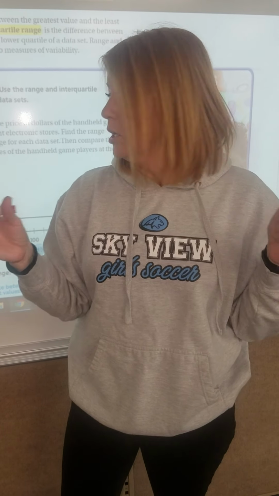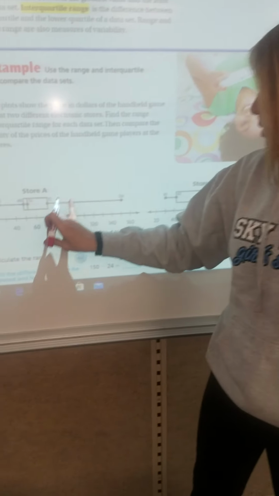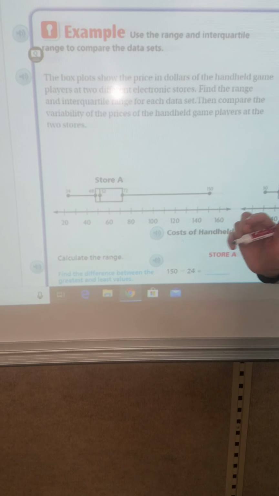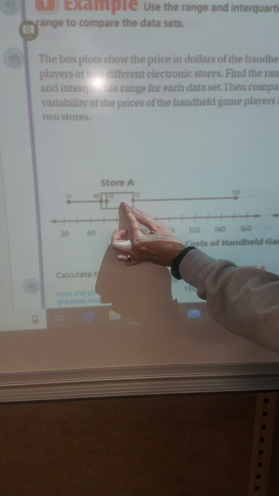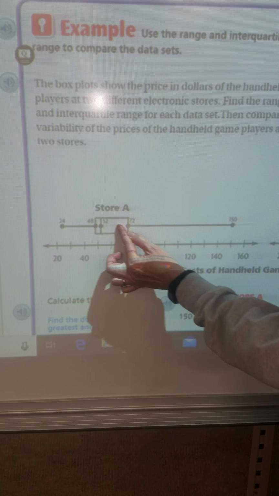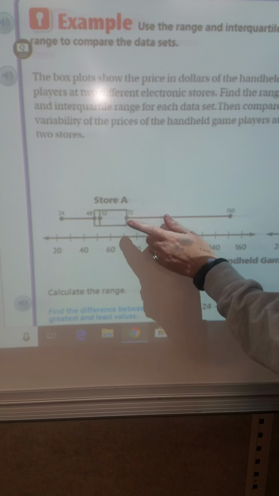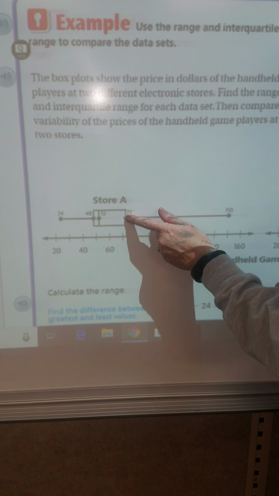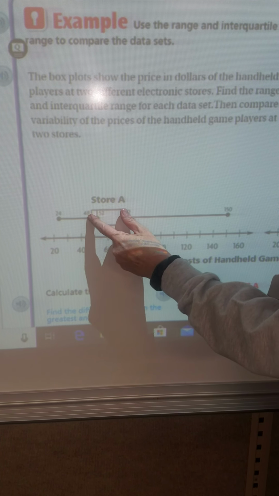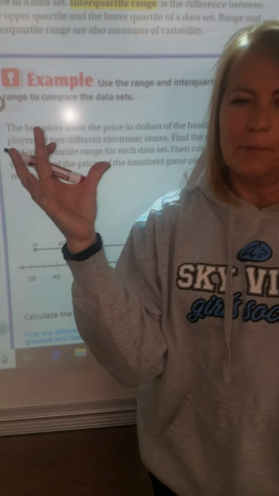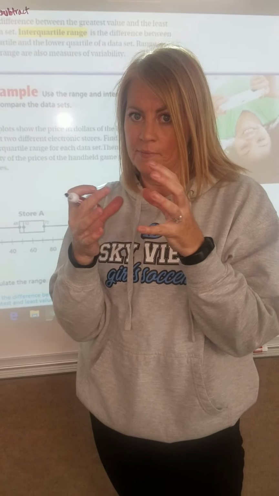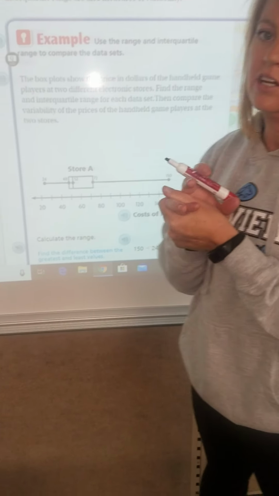Okay, interquartile range, boys and girls. If you look at this box plot right here, this is the interquartile range, the middle 50% of the data, right? And so we take the upper quartile and subtract the lower quartile. And that tells us the difference across that middle part of the data. Okay? All right, let's look at our first example.